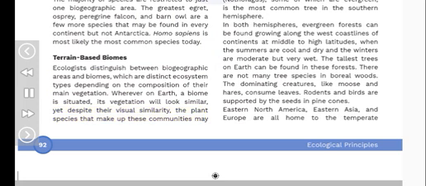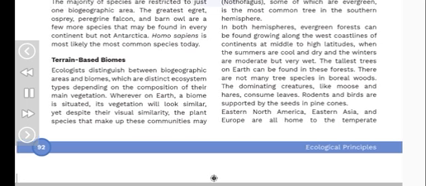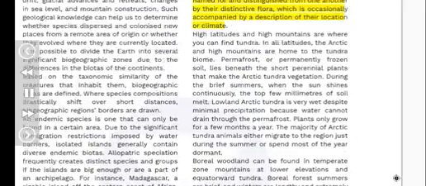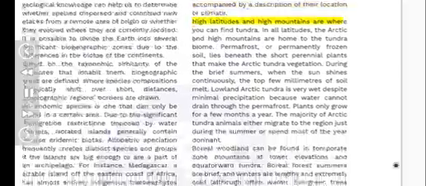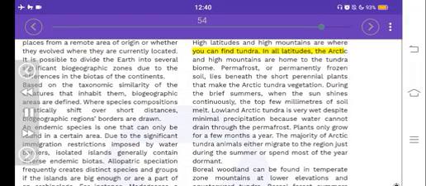The biome comprises numerous species in all other taxonomic groupings, but they are named for and distinguished from one another by their distinctive flora, which is occasionally accompanied by a description of their location or climate. High latitudes and high mountains are where you can find tundra. In all latitudes, the Arctic and high mountains are home to the tundra biome.